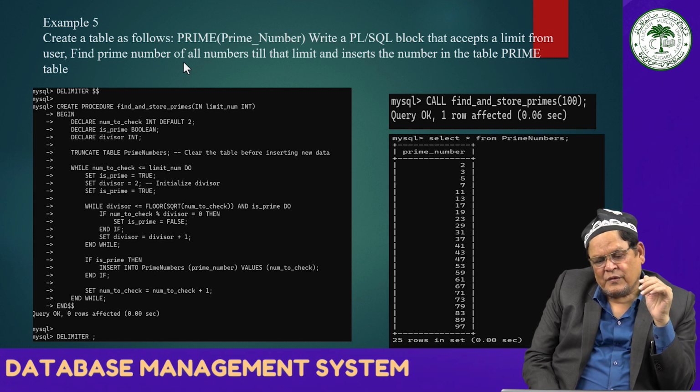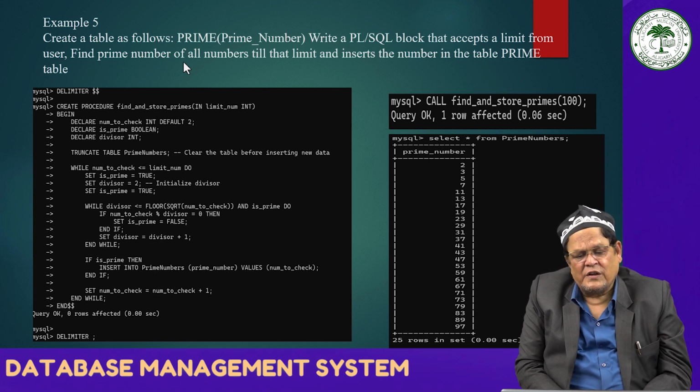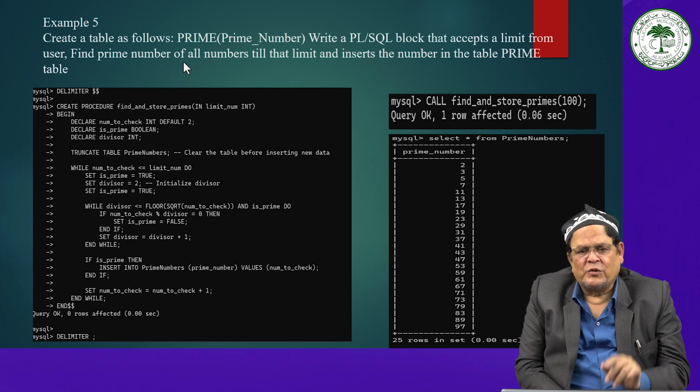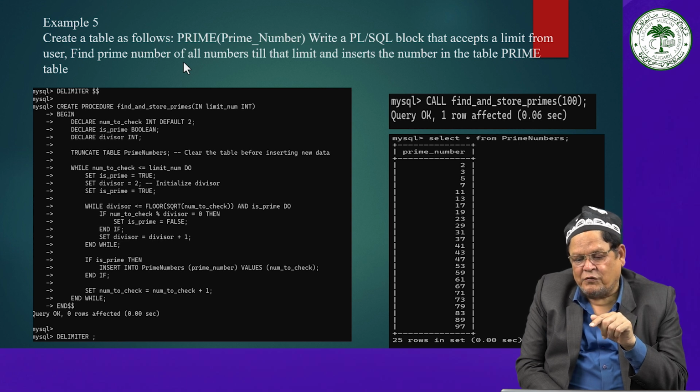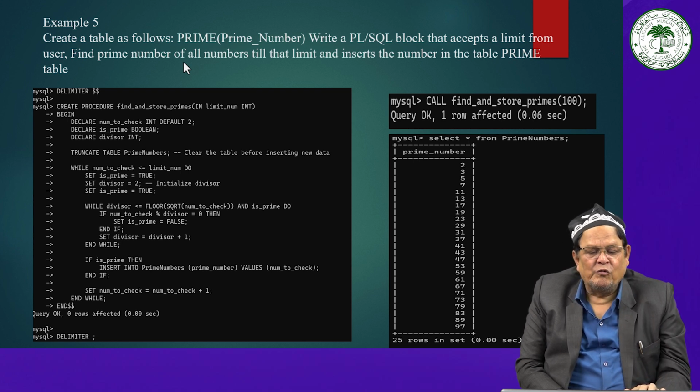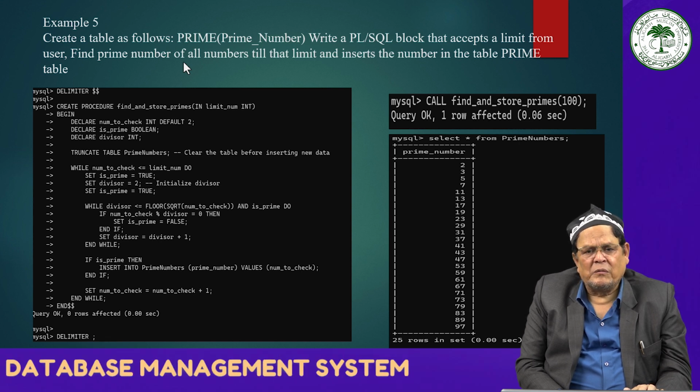And when you call the procedure, you write call find and store primes. Suppose here I am giving 100, so one row is affected. Then what will you do? Select star from prime numbers. It will show the prime numbers 1, 2, 3, 5, 7 like that, up to 73, 79, 89, 97. So in this way, we are able to find the prime numbers from 0 to 100.